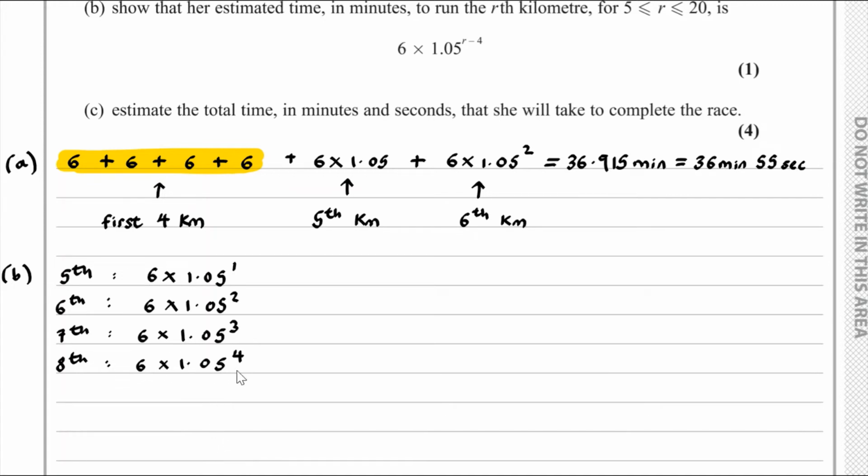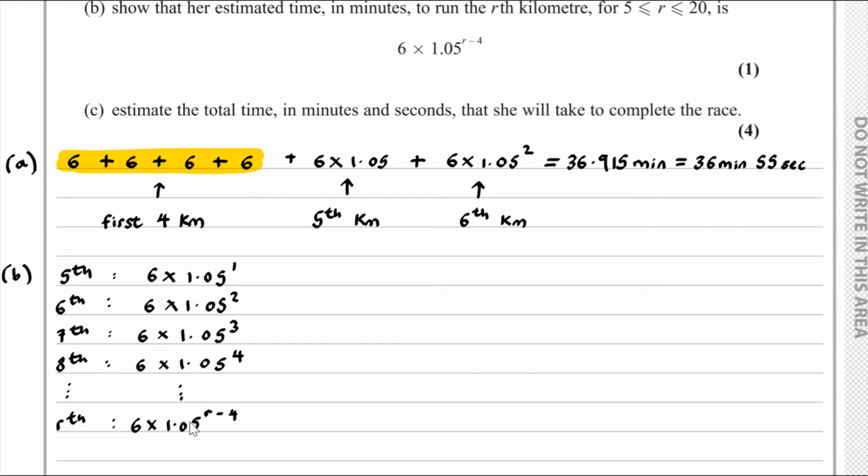And we can continue this, but hopefully you will notice for the rth kilometre, we have 6 times by 1.05 to the power of r minus 4. In other words, whatever kilometre we're looking at, the power is always 4 less. So for the 5th, 4 less than 5, that's 1. For the 6th, 4 less than 6 is 2. For the 7th, 4 less than 7 is 3. And therefore, for the rth, that would be 4 less than r. So we have 6 times by 1.05 to the power of r minus 4.